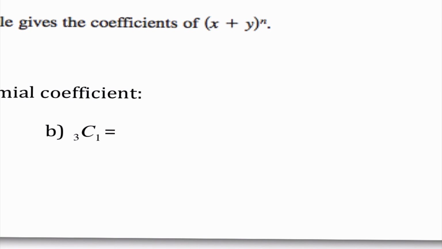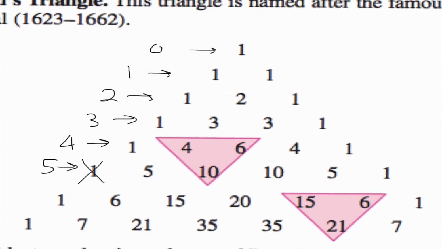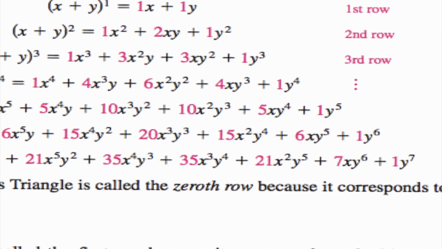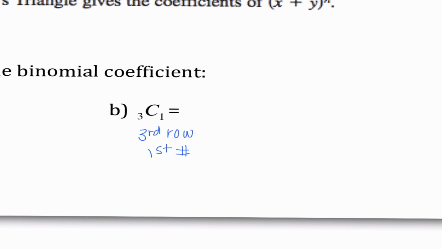Okay, so last one before we talk about how to recreate the triangle in our calculator. 3 combination 1. So this means third row, first number. So if we go back up here, we're going to go to the third row. We know that first number doesn't really matter, and so we're going to choose 3. So when I go back to our answer here, it would be 3.